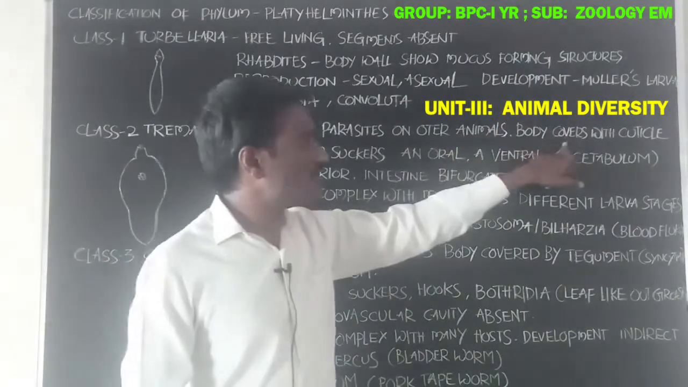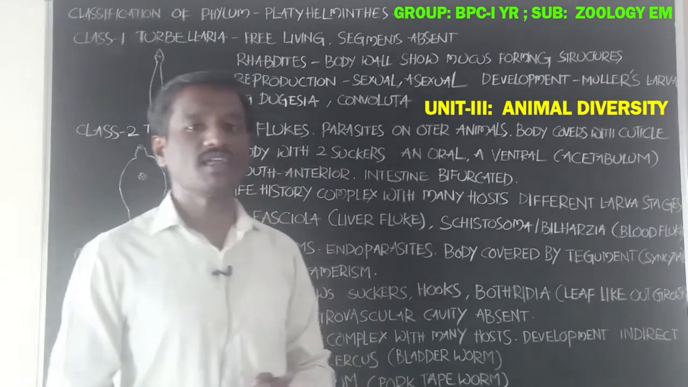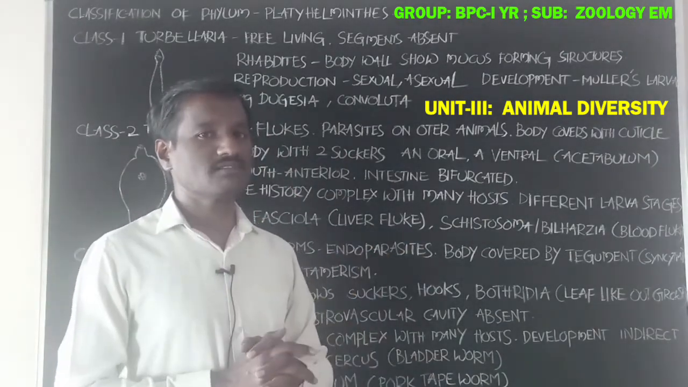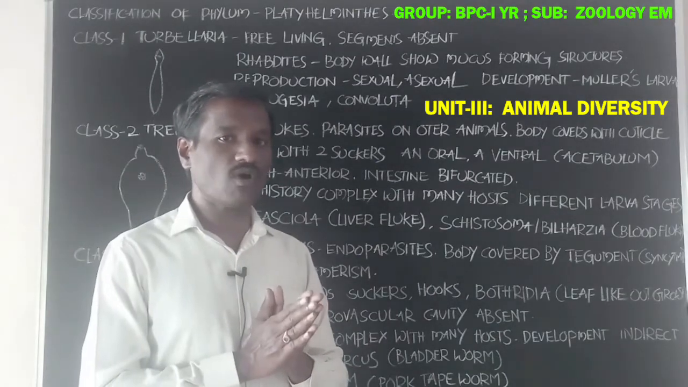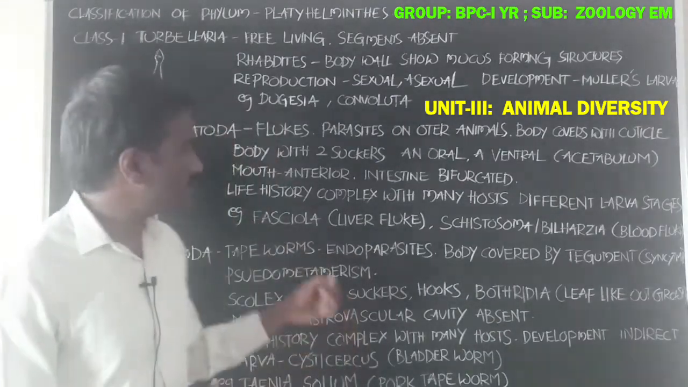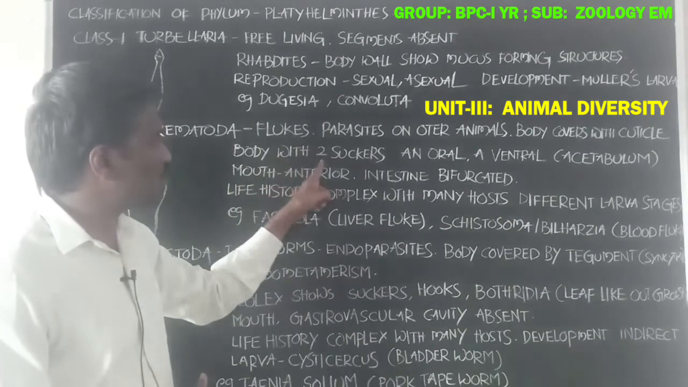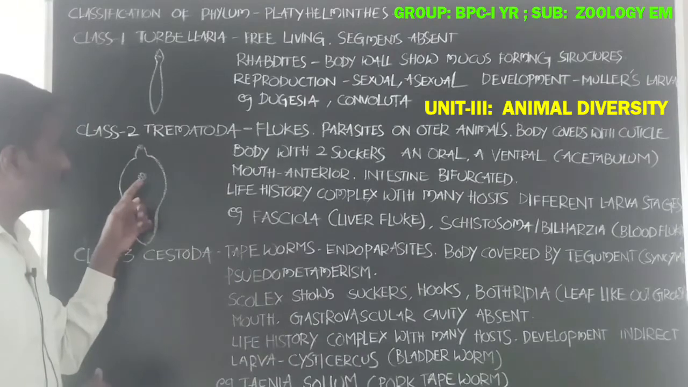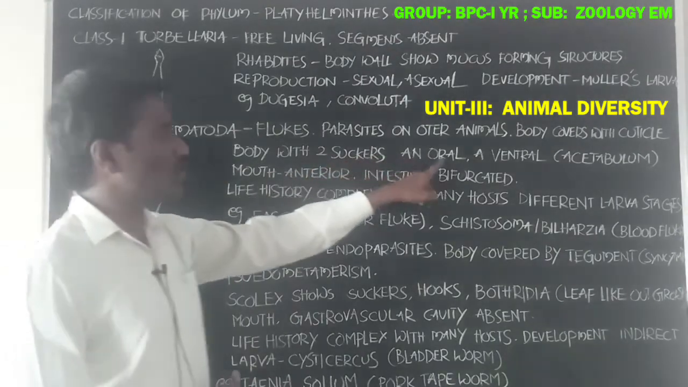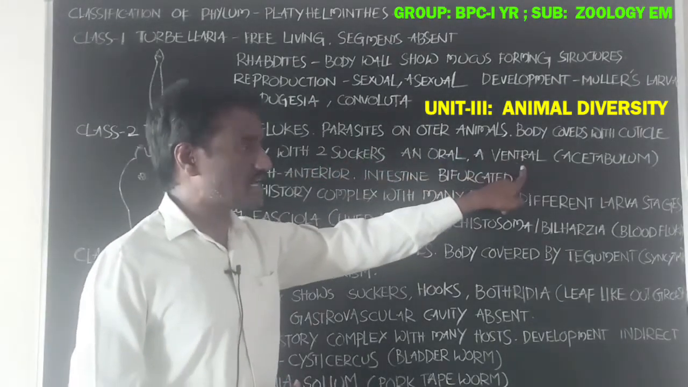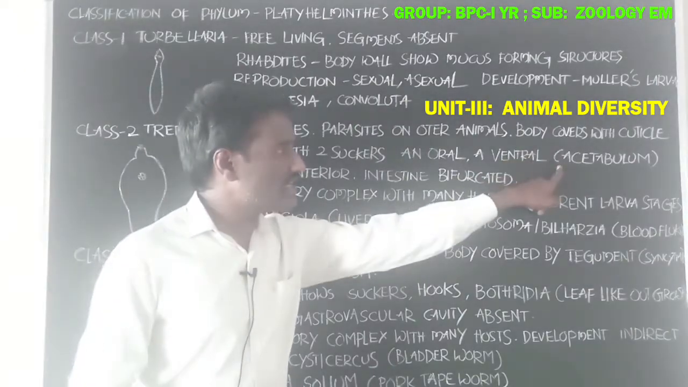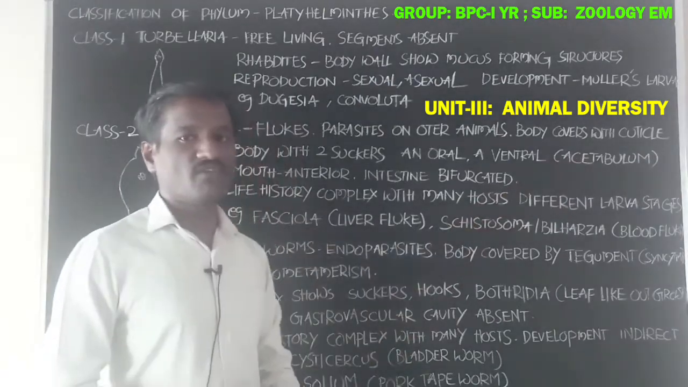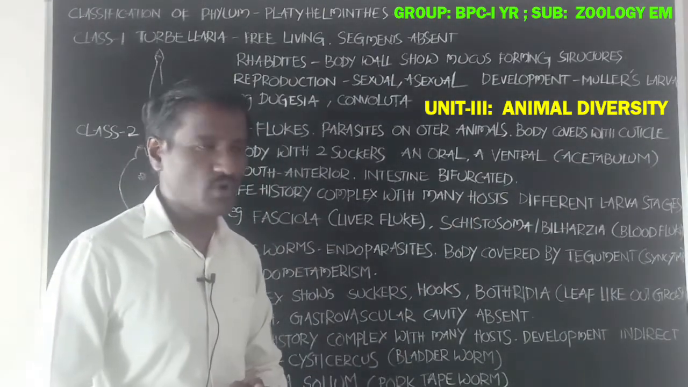Next, the body is covered with a layer called cuticle, also called tegument. Next, the body has two suckers: one is the oral sucker, another is the ventral sucker. The ventral sucker is called acetabulum.